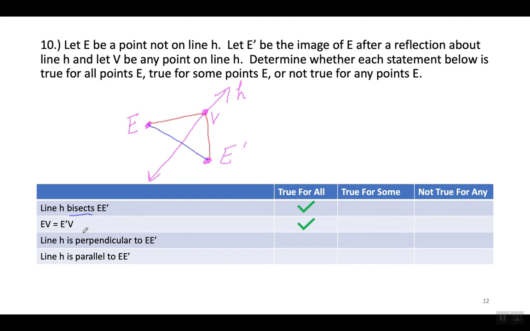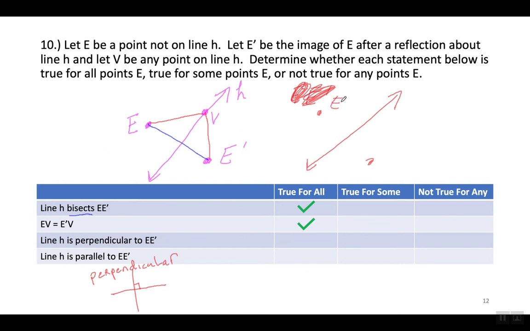It says line H is perpendicular to E prime. In case you forgot, perpendicular means that it creates a 90-degree angle. That's perpendicular. Okay, so line H is perpendicular to E prime. That is also going to be true for every case, because it doesn't matter where you put E. If you reflect it, well, I meant to put E, not E prime. My pen did that by accident. What is wrong with me?